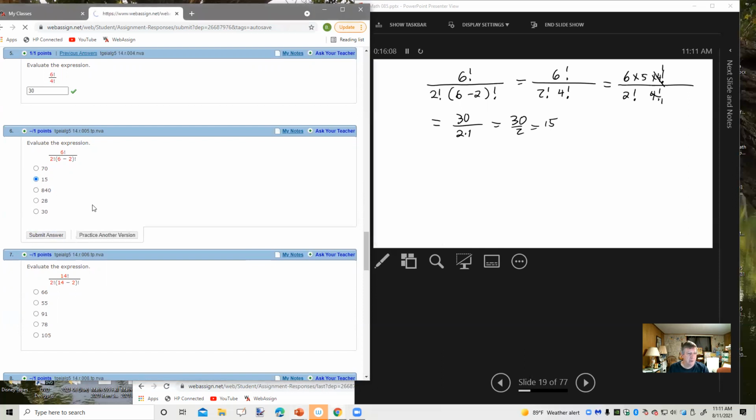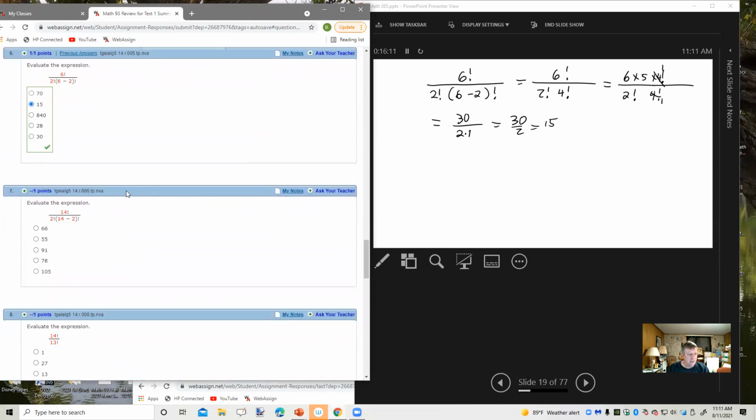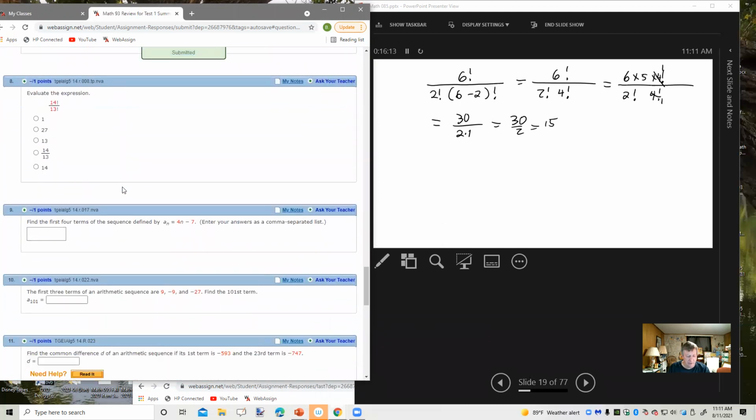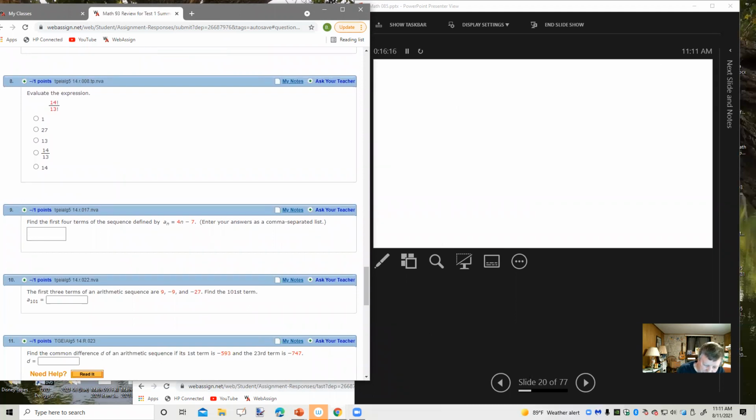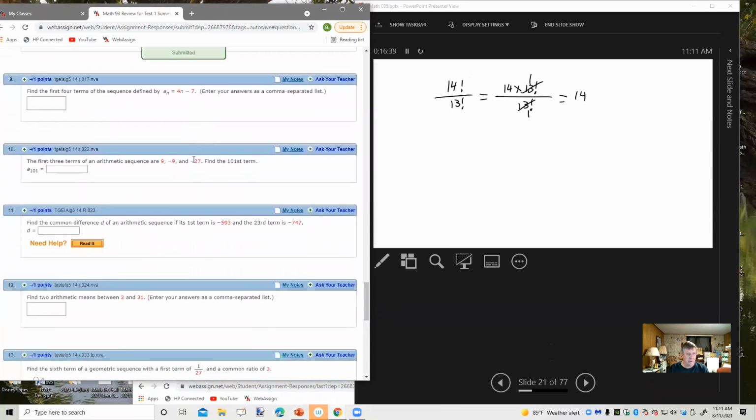So, okay. And let's take a look at this one, number 8. 14 factorial over 13 factorial would be 14 times 13 factorial over 13 factorial. The 13 factorials would reduce down, and our final answer is just 14. Okay, now this takes us to section 14.2, which was arithmetic sequences.